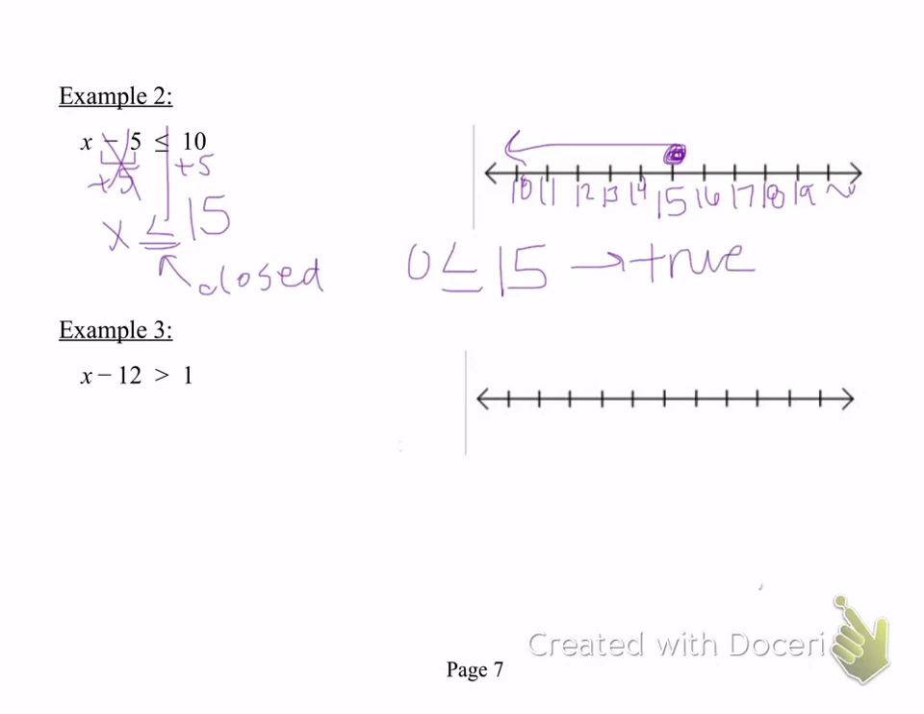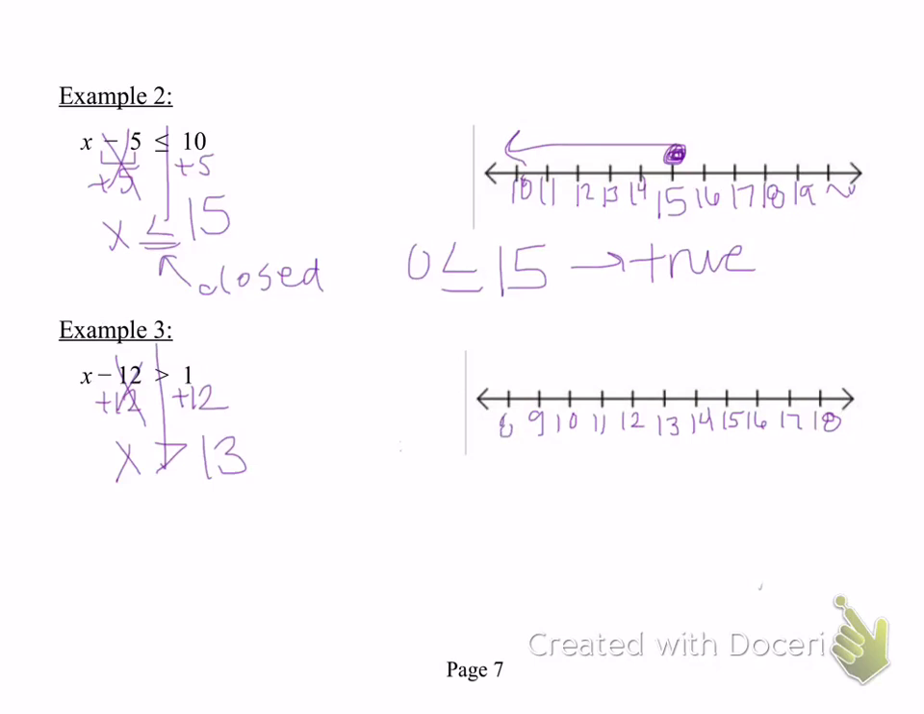All right, so example number 3. We have to move over this 12. We're going to do that by adding 12 to both sides. You'll see these will cancel out. You have x is greater than 13. So go ahead and put your 13 here. 14, 15, 16, 17, 18. Then your opposite direction, 12, 11, 10, 9, 8.